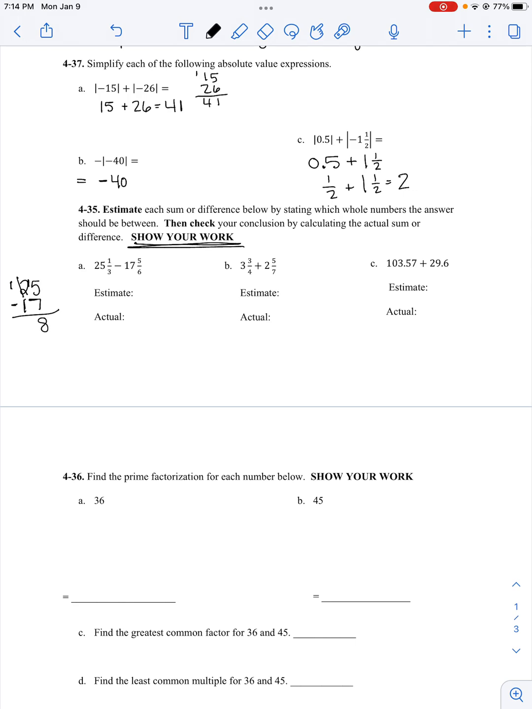15 minus 7 is 8. Okay, so my estimate is somewhere going to be between 8 and another number. Now, to get that higher number, I'm going to take 25 1/3. I'm going to round up to 26. 17 5/6 becomes 18. I borrow 10 from my 20. 16 minus 8 is 8. 1 minus 1 is 0.